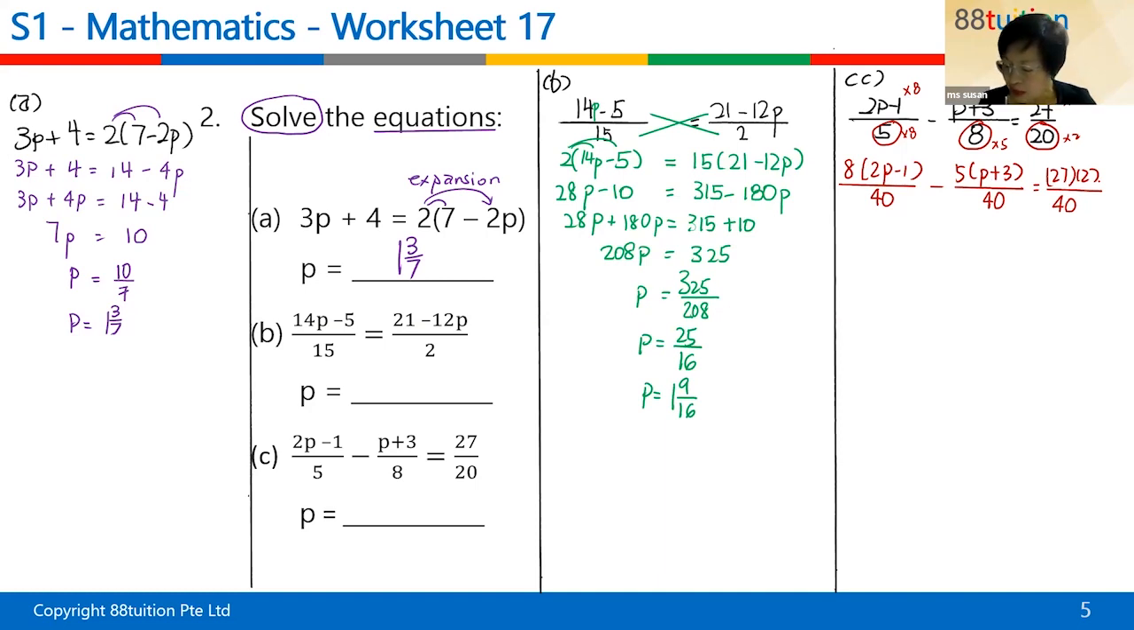Okay, so now I can do expansion. All right, and I can combine them into a single fraction. Wait, let me do expansion first. Okay, so all the denominators remain at 40, 40, 40. Okay, so now I have to do expansion. 16p minus 8, 5p plus 15, and this will give you 54.